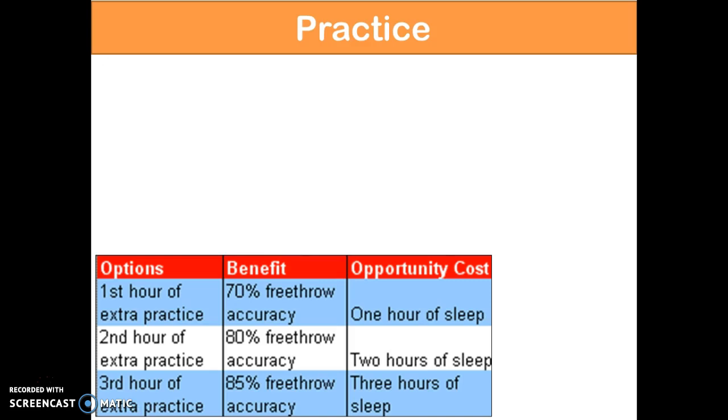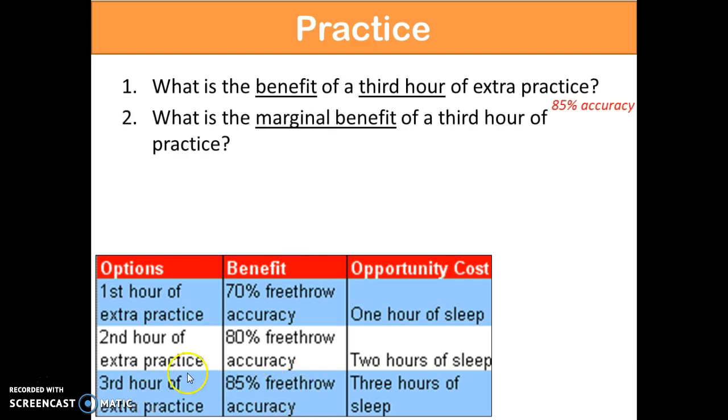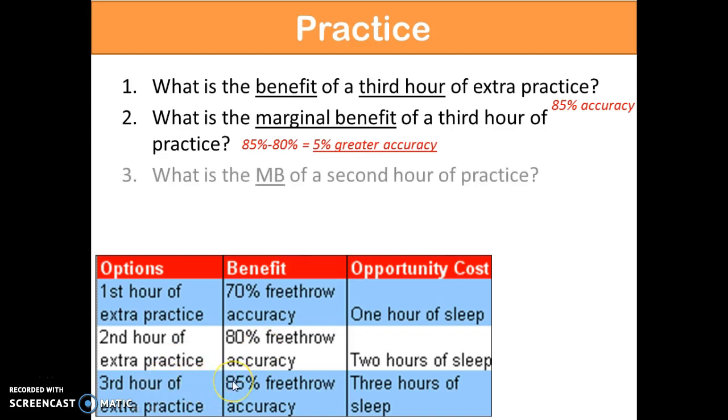Now let's look at where it varies a little bit. The benefit of a 3rd hour of practice is going to be your 85% free throw accuracy. Okay, just benefit. Marginal benefit now is going to be the difference between 2 hours and 3 hours. So it's the difference between 80 and 85%, which is a 5% accuracy. So if you only practice 2 hours, you get 80%. But if you do an extra hour, you're going to get a little bit more. And that little bit more is 5%.